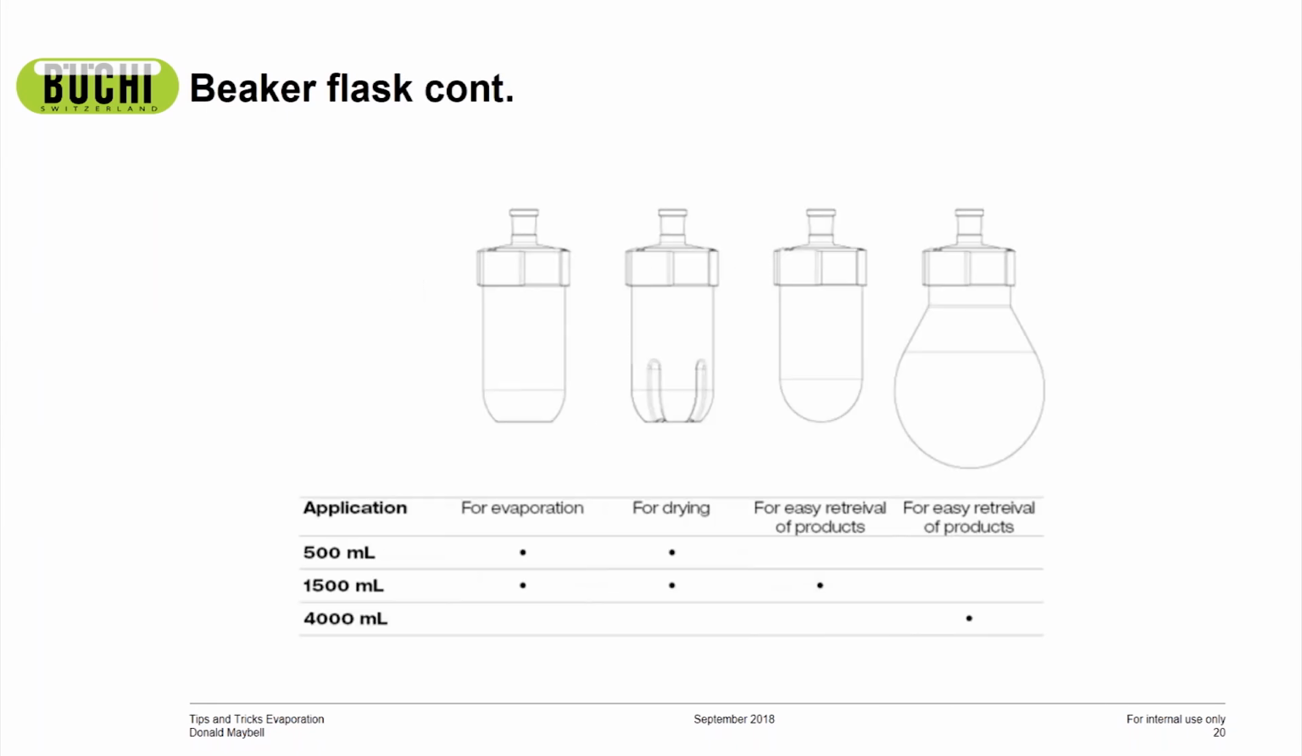And there are various different types of beaker flasks, in different sizes. You just have to pick the one that's appropriate for your application, whether it be simple evaporation, or if you're actually drying something, let's say a powder, or even an oil.